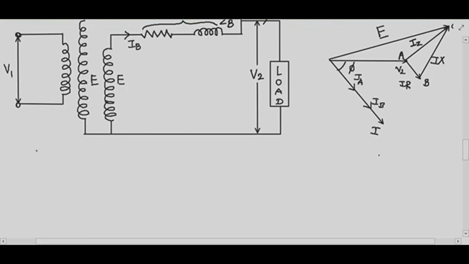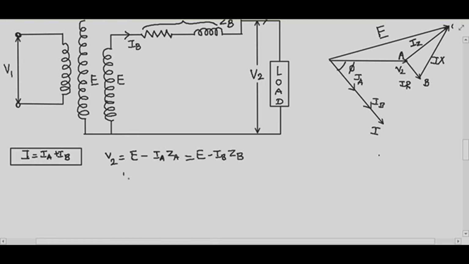So students, I can write here I equals IA plus IB. Simply I will apply Kirchhoff's current law to the circuit shown here. Then what is my V2? My V2 will be equal to E, that is the EMF of one of the transformers, minus IA into ZA, which is equal to E minus IB into ZB, because the impedance triangles are the same. Or I can write V2 is equal to E minus I into ZAB. What is ZAB? The parallel combination of ZA and ZB.